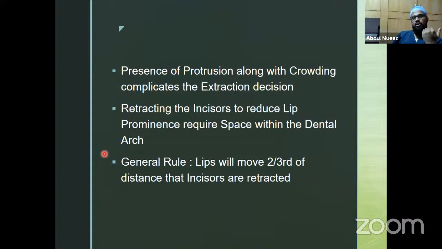It is better to play safe if the patient is a teenager, if the patient is less than 15 years, because we don't know how the patient's facial growth is going to happen over a period of time. So in a borderline case, always go for an expansion first, and then if it needs to be, go for an extraction. As a general rule, the lips will move two-thirds of the distance of the incisors retracted.